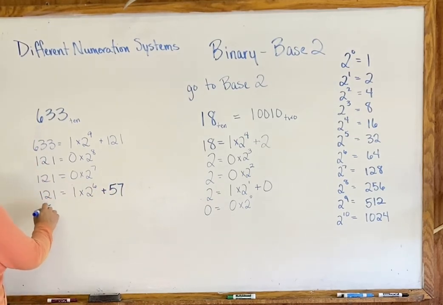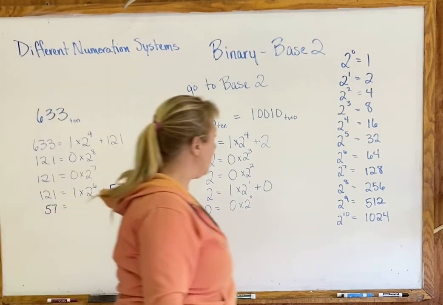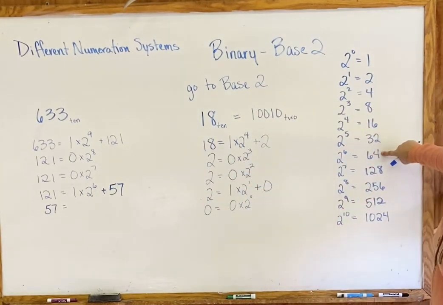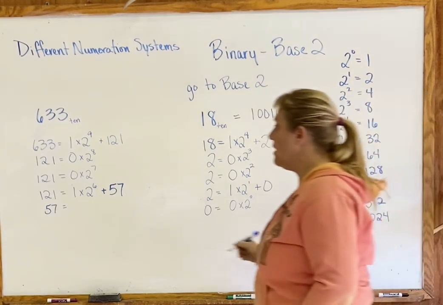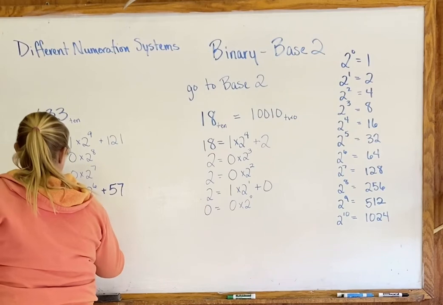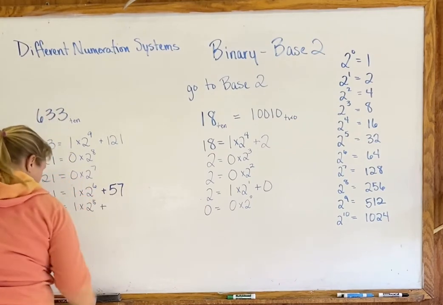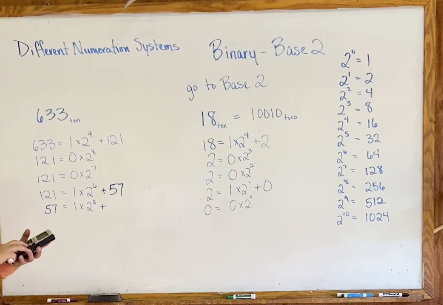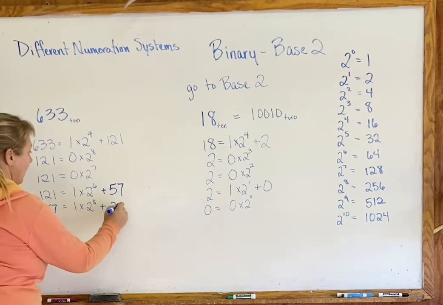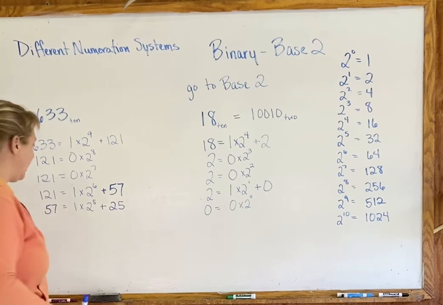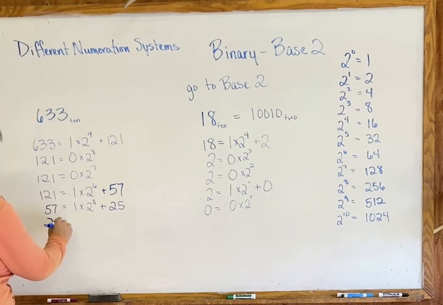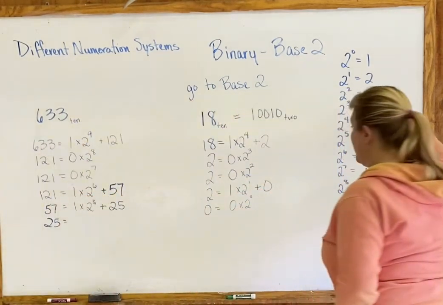Now the 57 comes over here and we start the process again. So we were just here. Now, in the number 57, is there a 32? There certainly is. So we're looking at a 1 times 2 to the 5th. But again, we need to see what our remainder is. So 57 minus 32. This gives us 25. Okay, then 25 comes over here. And we move to the next guy on the list.